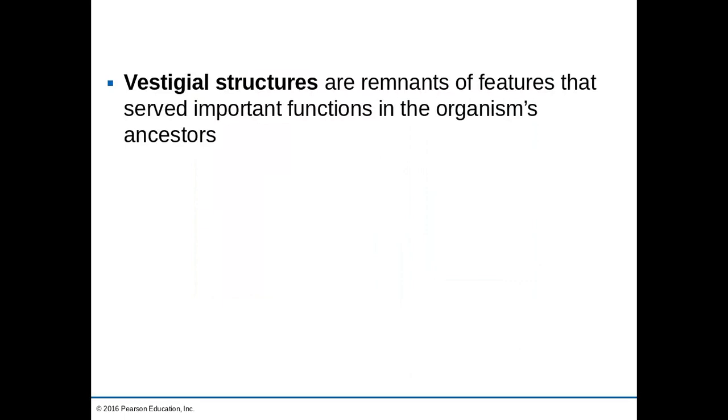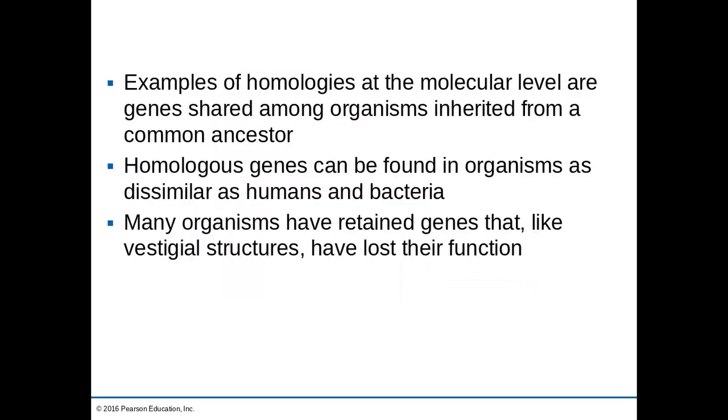Vestigial structures are remnants of features that perhaps served an important function in the organism's ancestors but are no longer used. For example, our appendix. We no longer use the appendix, but it's still present, so it's a suggestion that perhaps it was there in the past. Whales also have a pelvic bone that they no longer use, but is present in them as well.